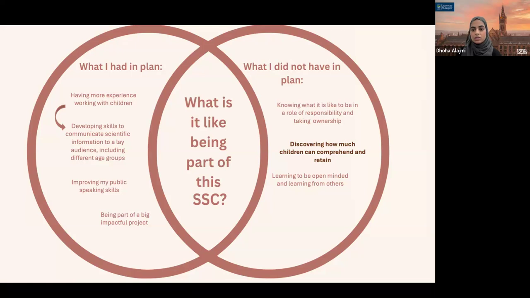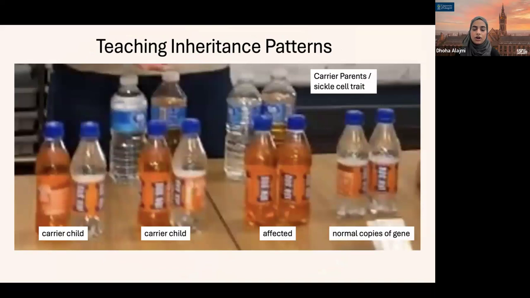Now, some examples of the activities we had: this activity on inheritance patterns, where we got to use juice bottles to recreate genetic inheritance. This example is the sickle cell trait, an autosomal recessive genetic inheritance.